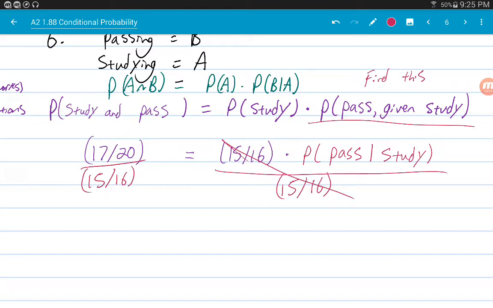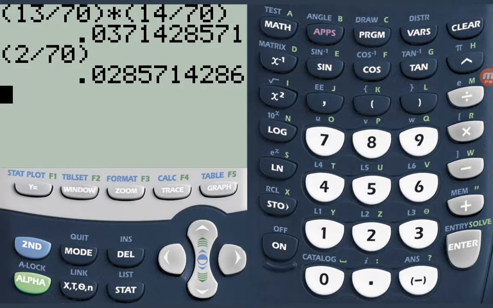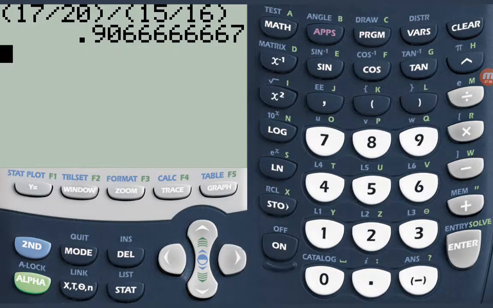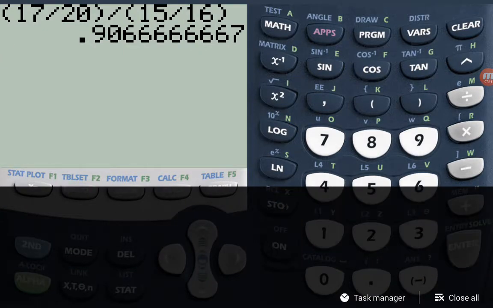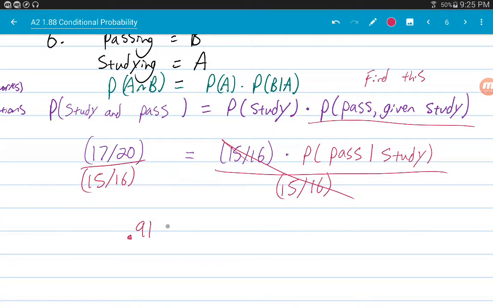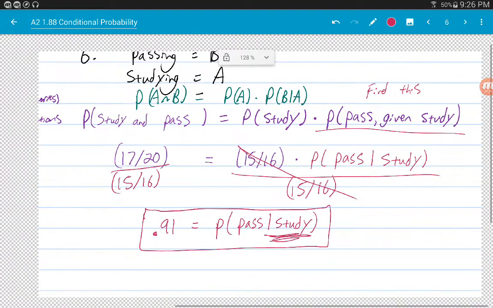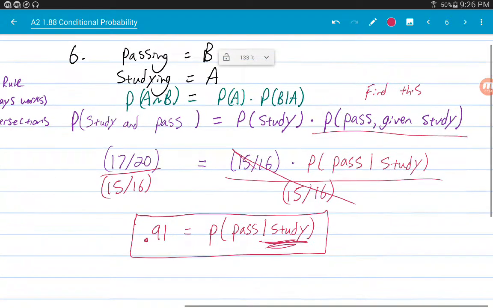And I'm allowed to give my answer as a decimal, so I'm going to take this to my calculator. 17 out of 20 divided by 15 over 16. Enter. It gives me 0.91. So 0.91 is equal to that probability that she passes given that she has studied. So if she promises that she's going to study, because it's given here, then she has a 91% chance of passing. And that's how you do the questions in that section.